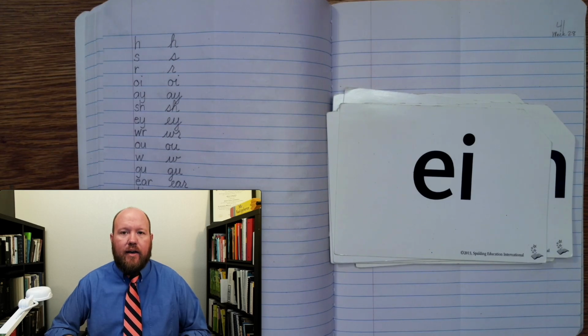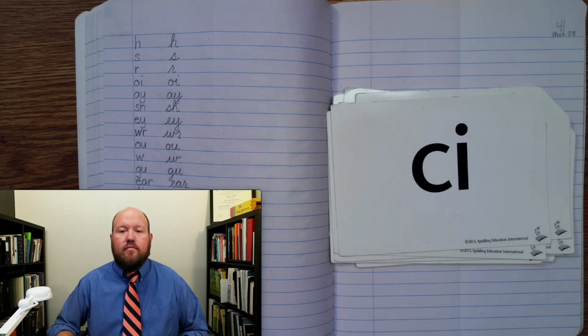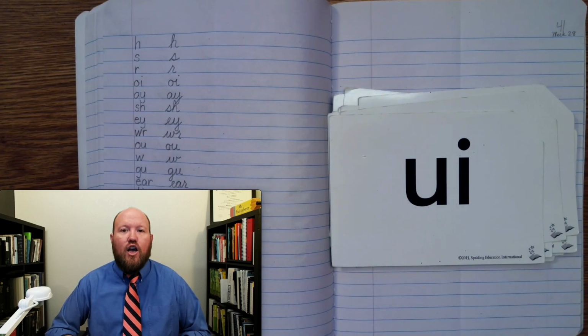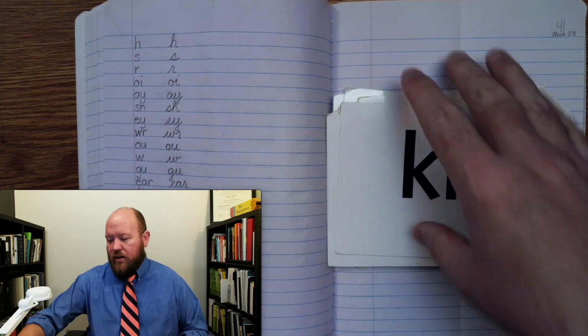E, a, I. When may I use this? After a C, when it says A, or it's one of the exceptions. G, j. When may it say j? When followed by an E, I, or Y. Sh. Short. When may I use this? When it replaces a C in the base word, or it's its own syllable saying sh. U, you, not used. Mm, two letters, beginning. All right.